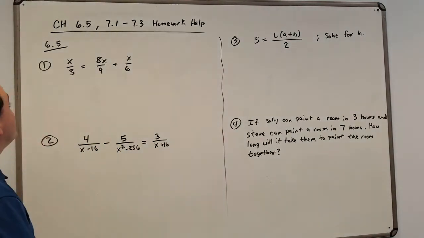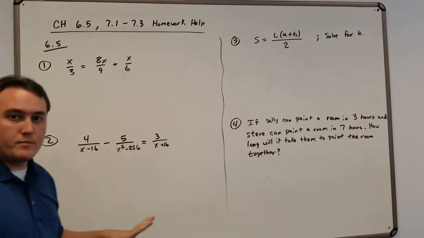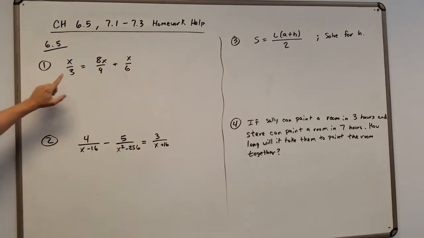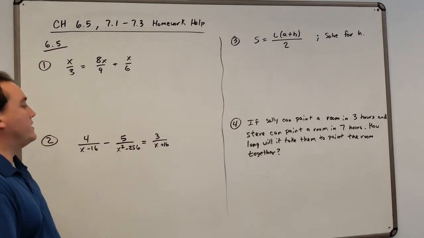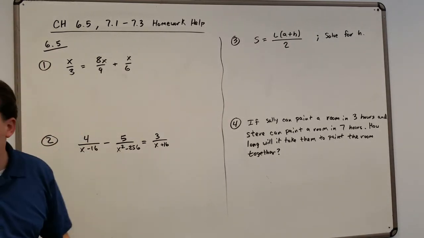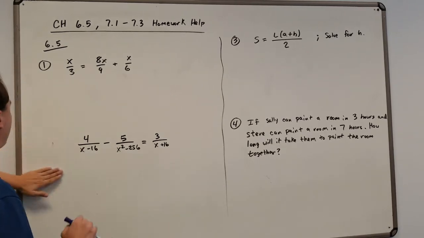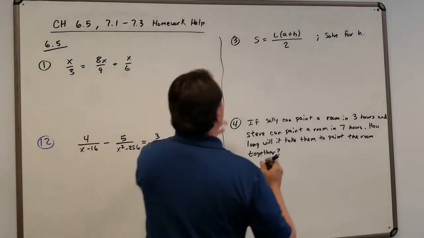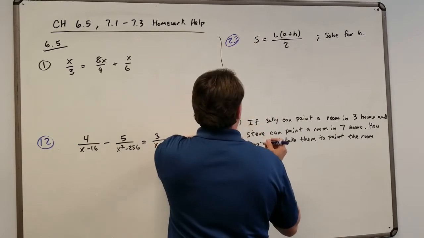So this is chapter 6.5. I'm going to do some from each section. In chapter 6.5, it's solving rational equations. That's equations with fractions in it. We're going to do number 1. Well, actually, I numbered them wrong. It's 1, 12, 23, and 24.